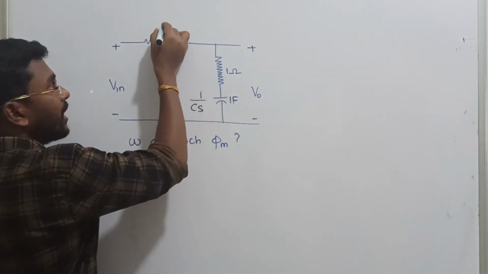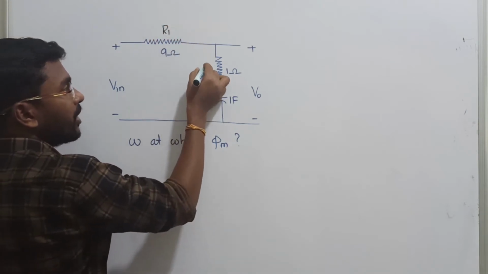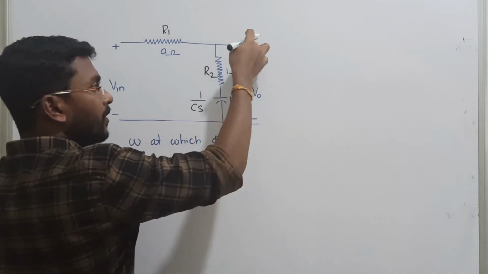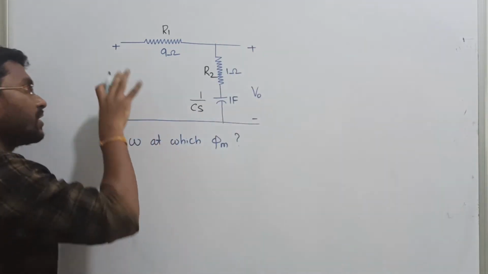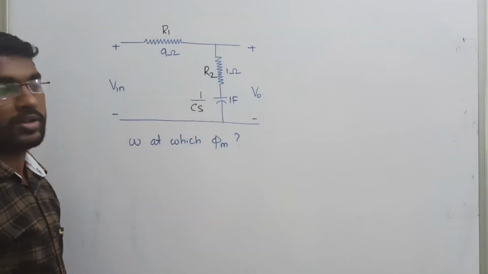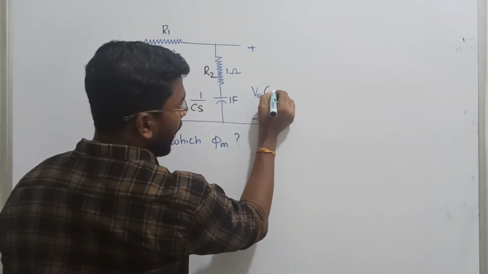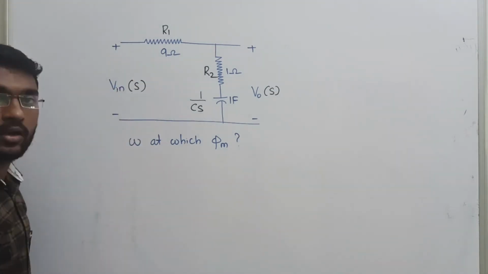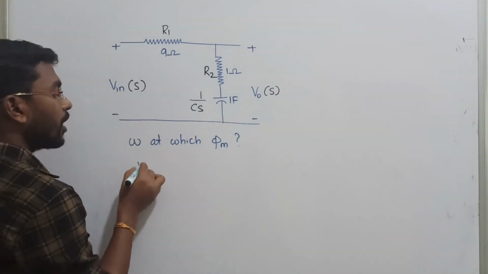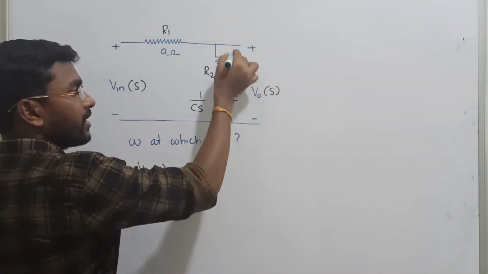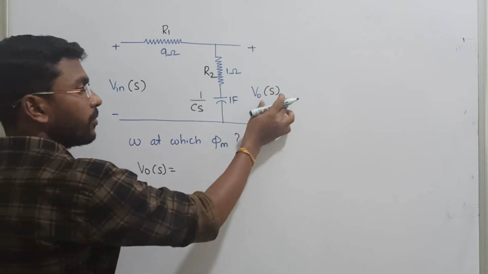Let me treat this one as resistance R1 and this one as resistance R2, such that the overall impedance, in between this we are going to measure the output. This is our input. Now we have to write down the transfer function for this given lag compensator. How will you write? Output in Laplace can be written as V naught of S, and input in Laplace as V i of S. Since these two components are connected in series, across this only we are going to measure the output.